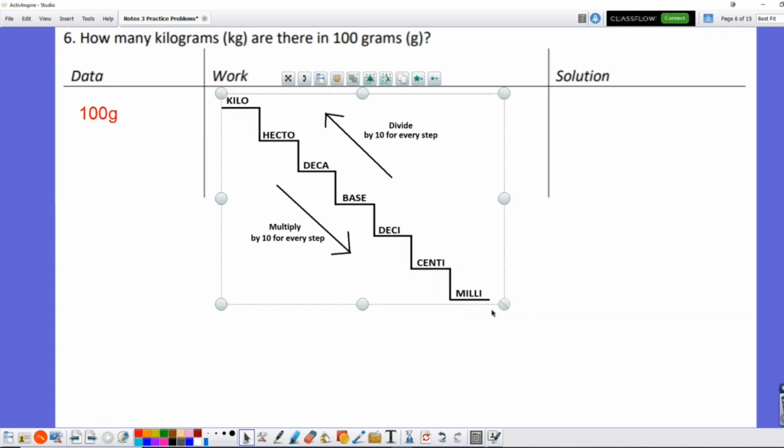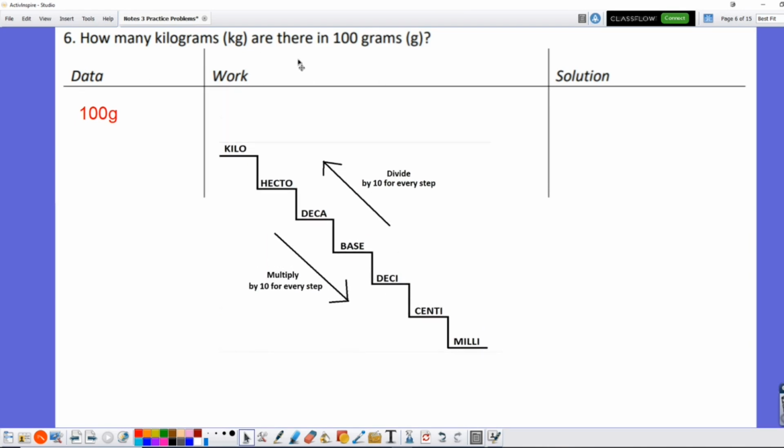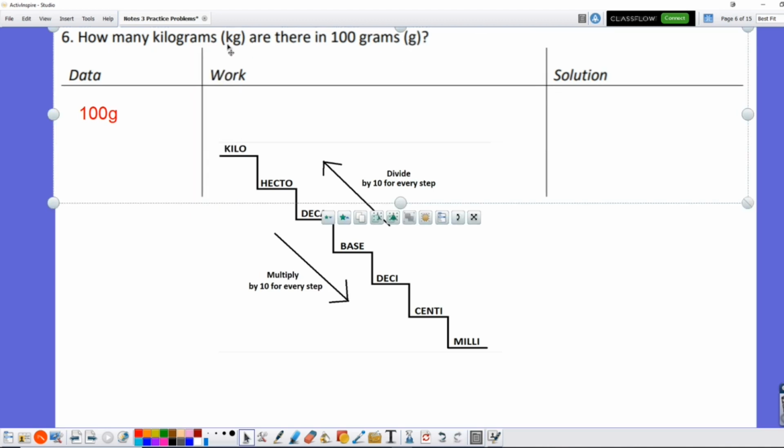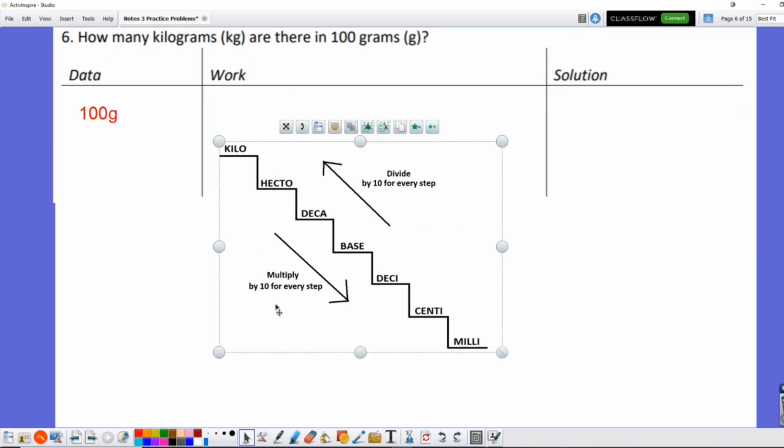First, we want to identify where we are in the metric conversions and then where we want to go. Okay, so we start off with 100 grams, and grams is our starting unit. And where do we want to end up? We want to end up with kilograms over here, kg. So where are we on this step chart in terms of grams? Well, grams is a base unit, so we're going to put it right there.